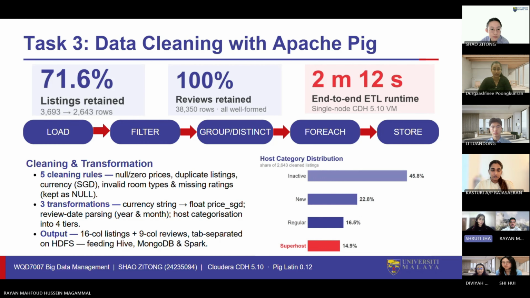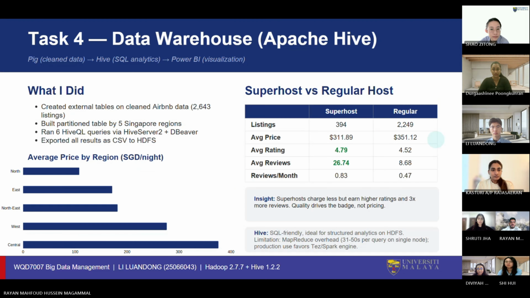The result that we got was 71.6% of the listings were retained, all 38,350 reviews were kept, and all of this was done in 2 minutes and 12 seconds. Notably, almost half of the hosts are inactive, so this clean output now fed into Hive, MongoDB, and Spark. Next slide.